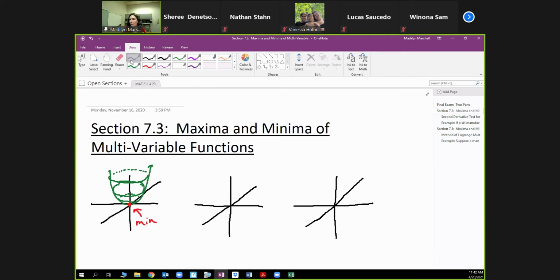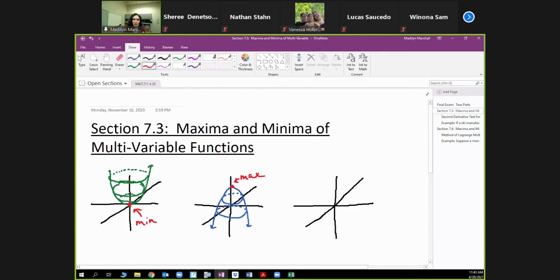We could have a maximum also. So if we just flip that over, now we have a mountain, which would be a peak. So that would be a maximum up there. You're not going to have to draw these graphs to see them. So we could have a minimum, which is going to be this cup type of shape or a valley. We can have a maximum, which is like a peak, like a mountain.